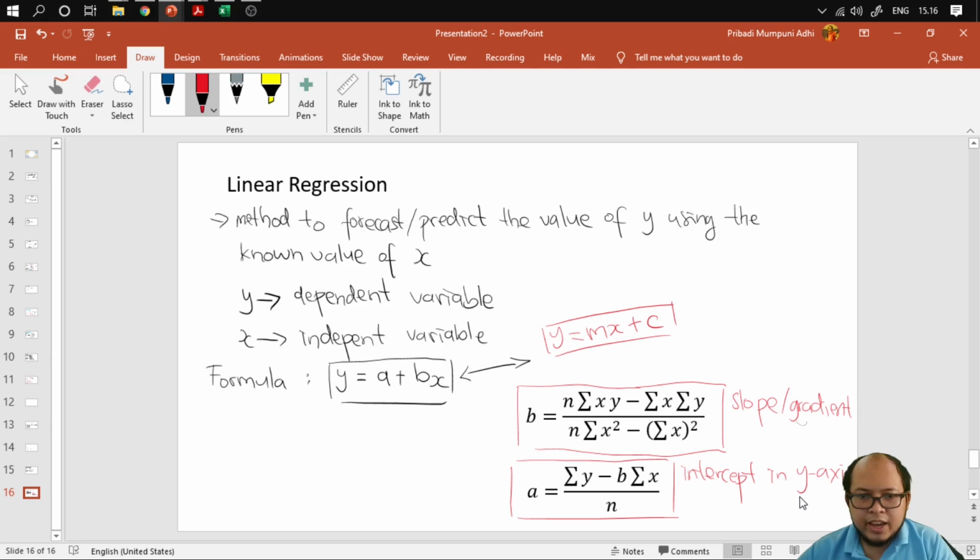So here we have the a and b. So a and b are constants, and we can calculate them by using this formula. Okay, you don't have to remember this formula, just to know, because later I will show you how to use it correctly.